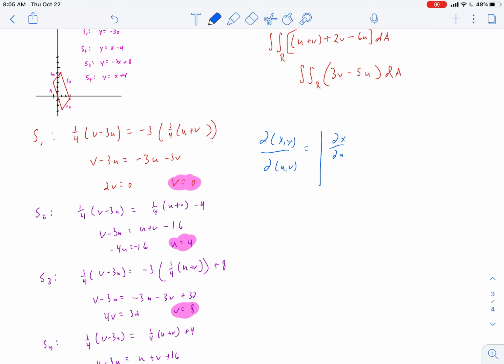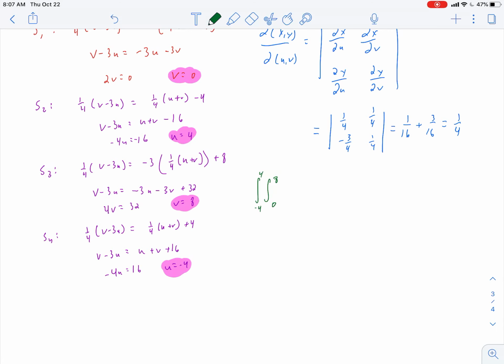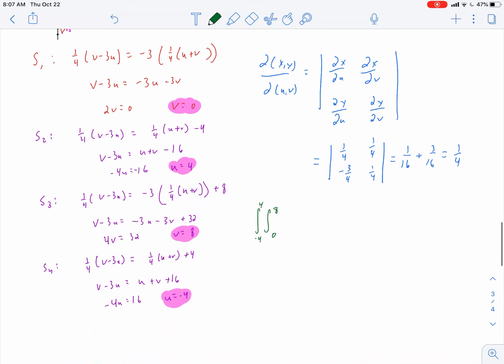So now let's set up the integral. And we'll do this all in green. And so we have the integral. Let's do our u's first. So negative 4 to 4. And then our v's, 0 to 8, of what our integral is, 3v - 5u. And then our Jacobian, which is going to be 1/4. And then we use v on the inside, so dv du.